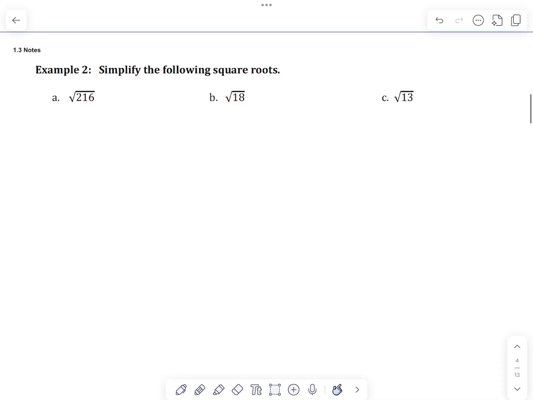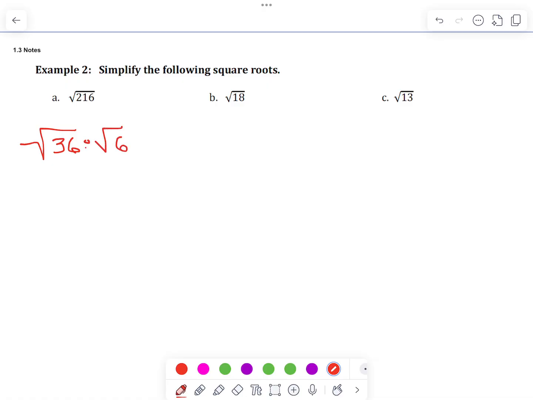Example 2. 3 examples here. The square root of 216. We'll use our product property. So we'll say the square root of 36 and the square root of 6. And then the square root of 36 can reduce down to 6, and then the square root of 6 just stays as it is. The square root of 18, we break it down using our product property, the square root of 9 and the square root of 2. And then the square root of 9 is 3, and the square root of 2 stays as it is.